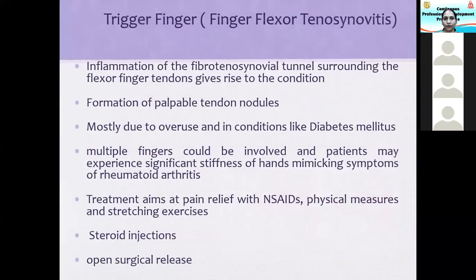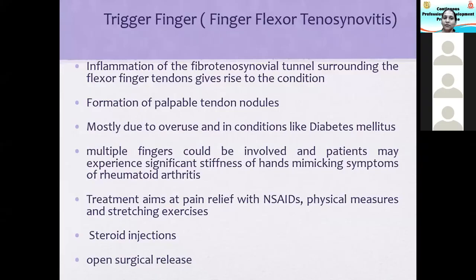Now, let us very quickly look at trigger fingers, or the condition that is called finger flexor tenosynovitis. There is inflammation of the fibrotenosynovial tunnel surrounding the flexor finger tendons, which gives rise to the condition. So patients will come and tell you either it's difficult for them to move the finger, or that once it is bent, it is difficult for them to straighten it out. There is locking.